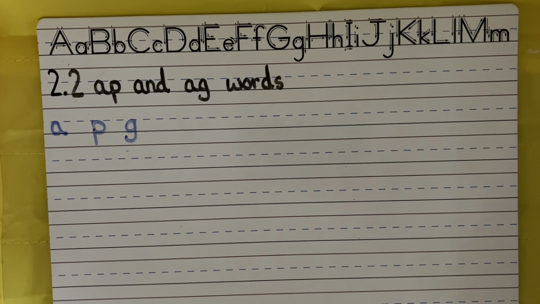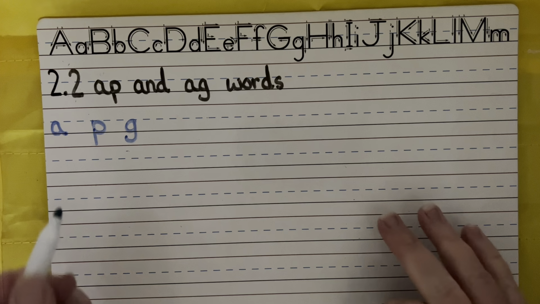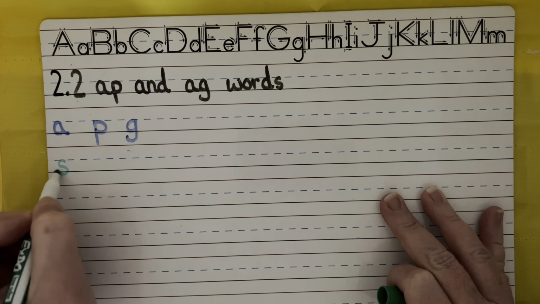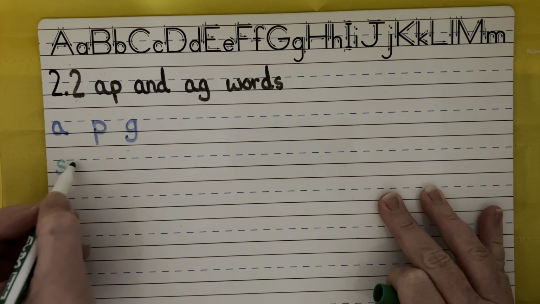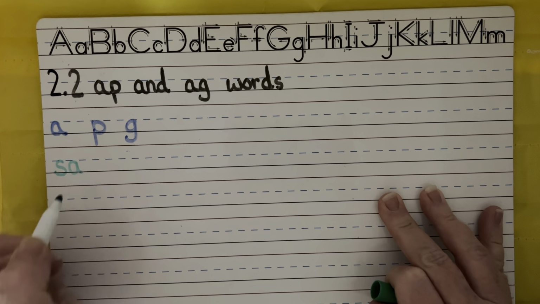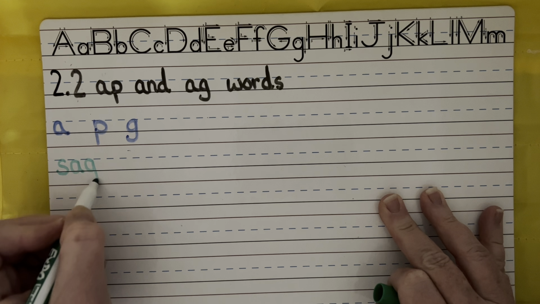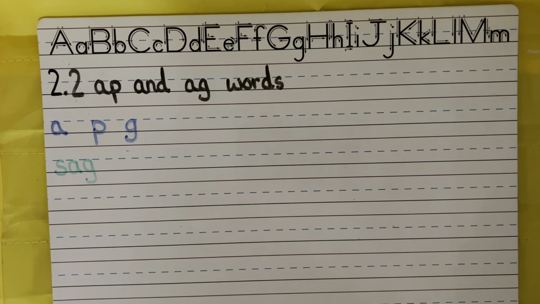We are now going to practice spelling words in these families. Let's start with the word sag. Sag. Sound it out. S-A-G. Go ahead and pause the video and write down sag. S-A-G. Three sounds, excuse me.